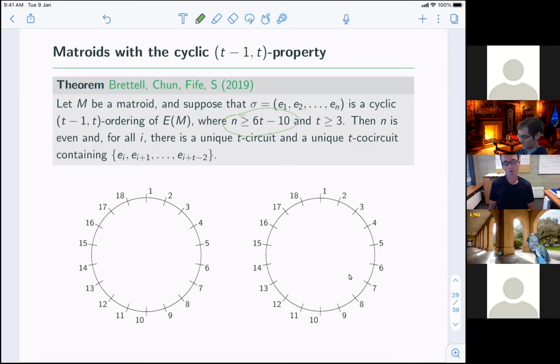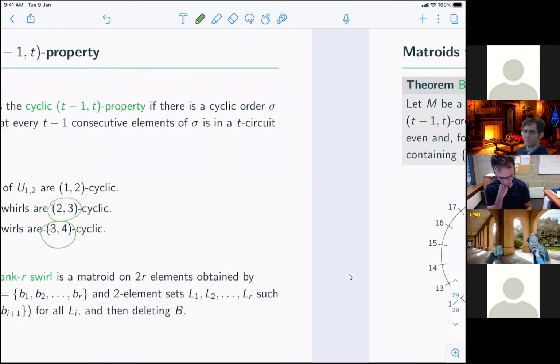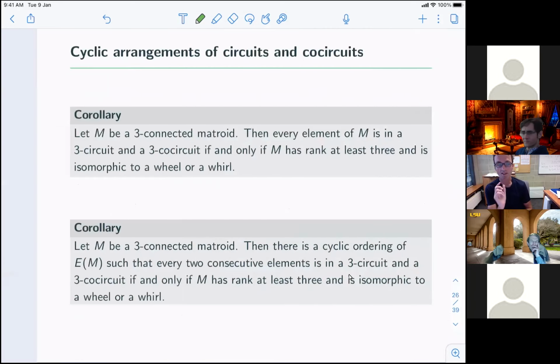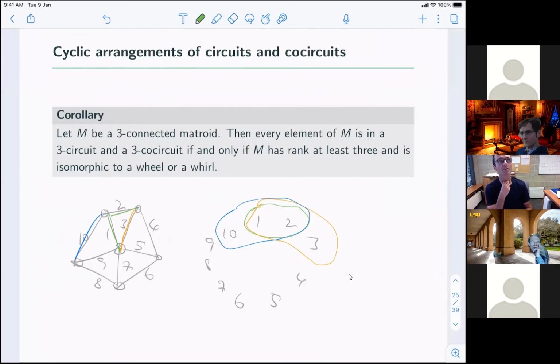What can we say about those matroids? Well, first thing, n has to be even, so the ground set has to be even. For the consecutive t minus 1 in the ordering, the T circuit and the T co-circuit is unique. There is only one T circuit and T co-circuit that has that property. It's easier to see for the wheels and the whirls: once you've got enough elements, 8 elements in your wheel or your whirl, then they are unique. The consecutive pair is only in one 3 circuit and one 3 co-circuit. There are no others.